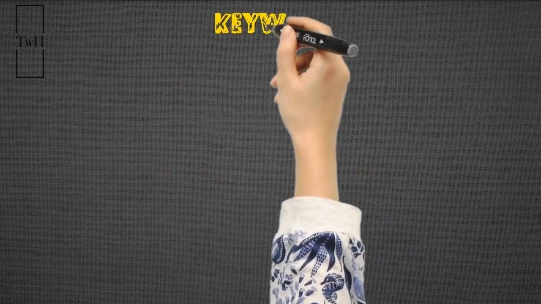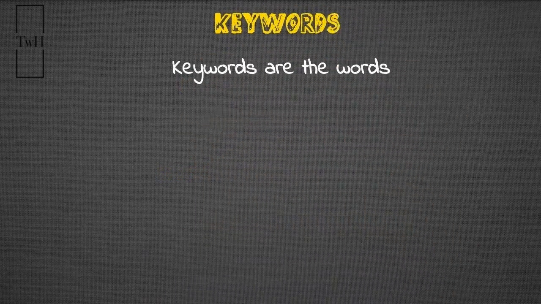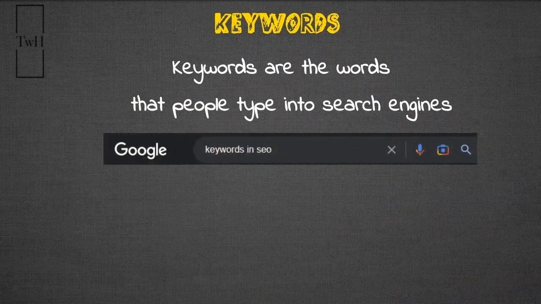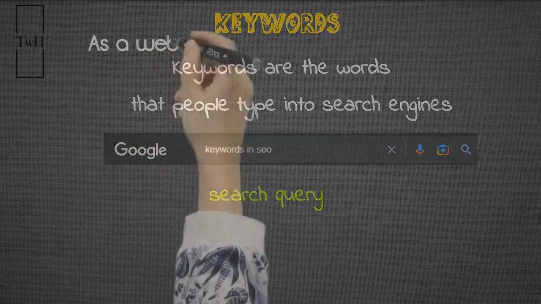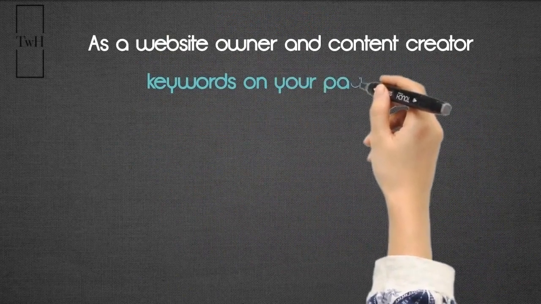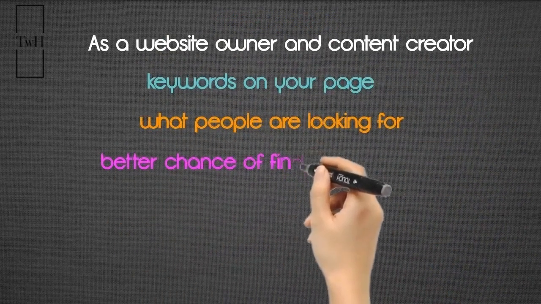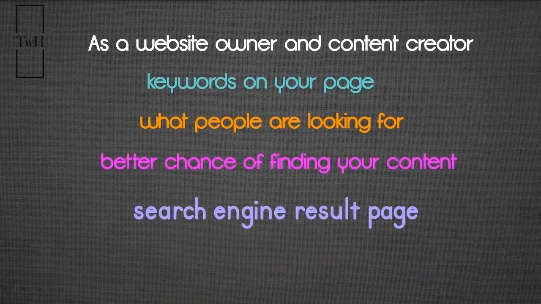Now friends, let's understand one of the main factors of SEO. Keywords. Keywords are the words that people type into search engines to find what they're looking for, also known as a search query. As a website owner and content creator, you want the keywords on your page to be relevant to what people are looking for, so they have a better chance of finding your content on the search engine result page.